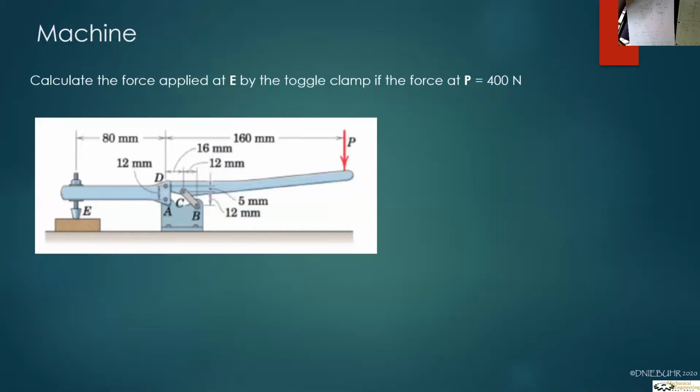Now, once you solve for CB, you know its direction, and it's at 45 degrees. You can see that because the distance vertical and horizontal is 12 millimeters. Okay. So knowing that, you know that whatever the value is for CB, you're going to have the same value in the X and in the Y.